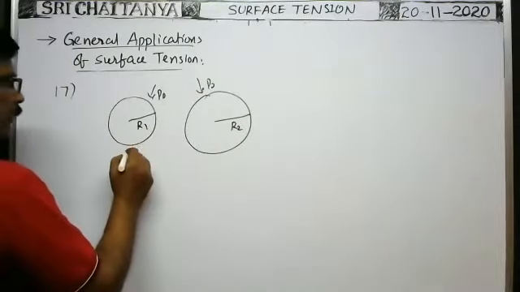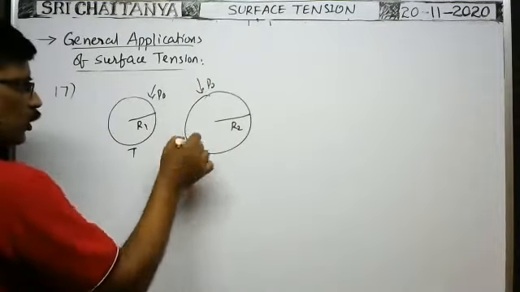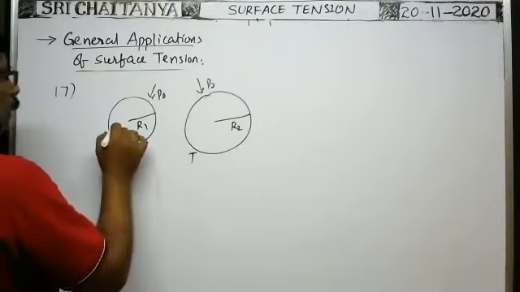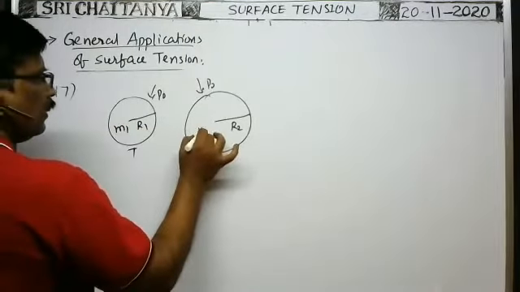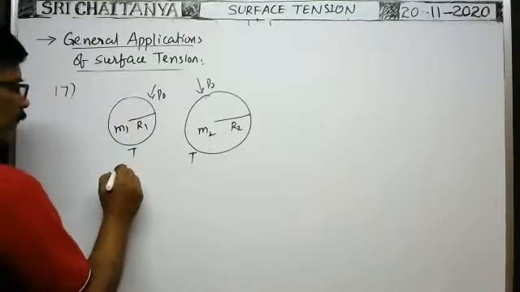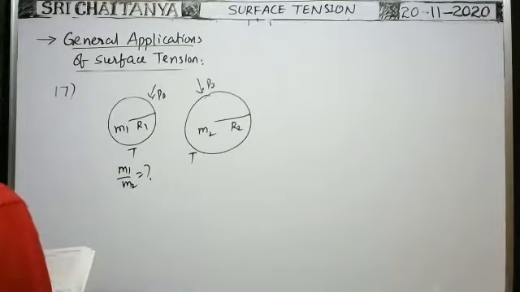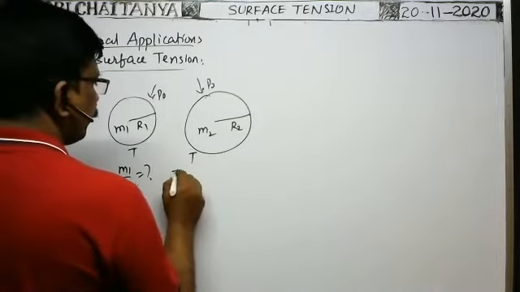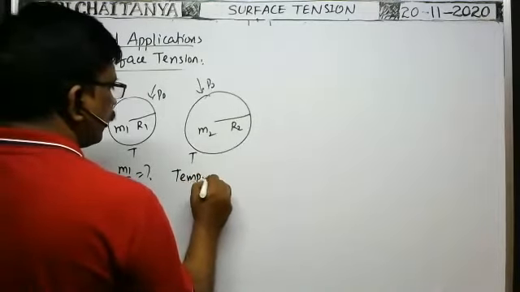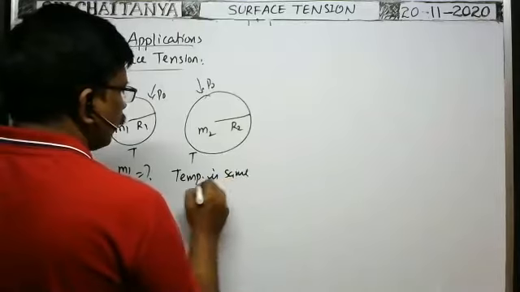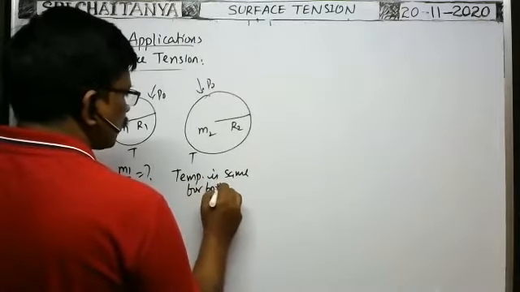The surface tension of the soap bubble is T. Of course, it is also soap bubble T only, surface tension. What about the ratio between the masses of the air inside the soap bubbles? M1 by M2 is equal to question mark. Temperature is the same for both bubbles.